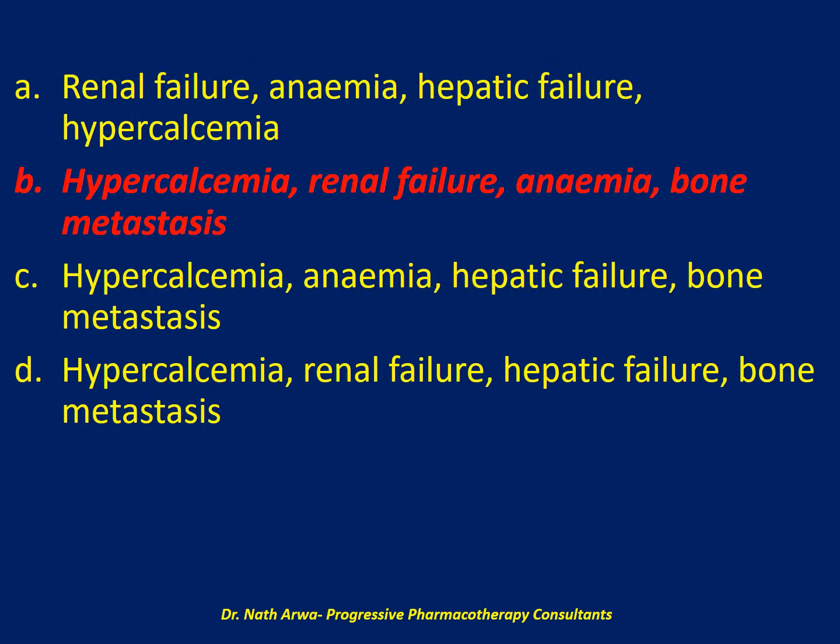So the correct answer would be hypercalcemia, renal failure, anemia, and bone metastasis. Now, multiple myeloma may be associated with myeloma-related organ or tissue dysfunction. It also tends to metastasize to the bone. Many patients diagnosed with multiple myeloma may present with clinical manifestations called the CRAB criteria, where C stands for hypercalcemia, R stands for renal impairment, A stands for anemia, and B stands for bone metastasis.